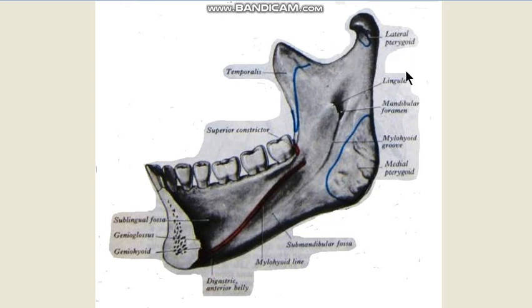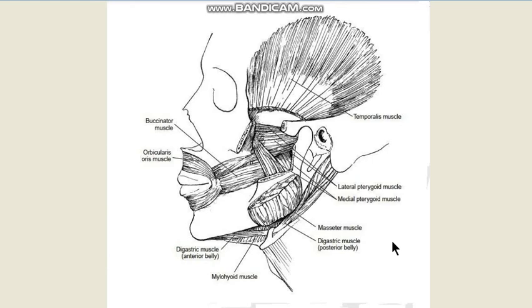So auriculotemporal nerve, maxillary artery, inferior alveolar nerve, lingual nerve. So these are the structures that you have to know along with a study of the mandible. Let us see what else is there to see.